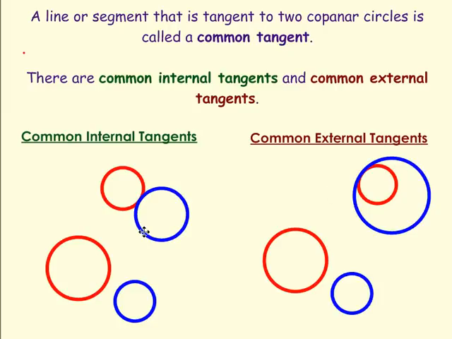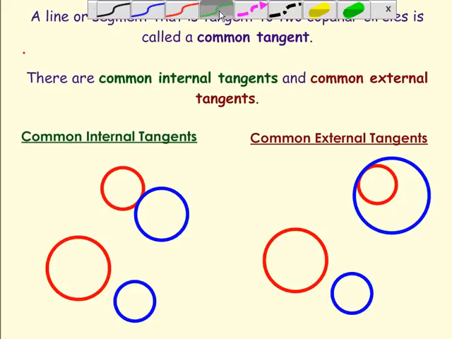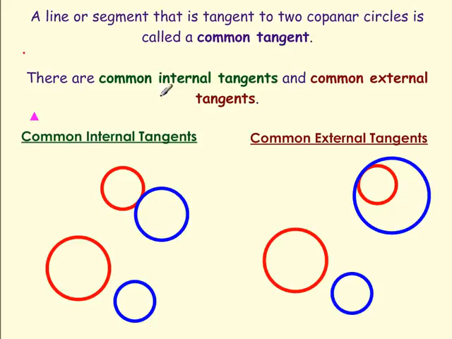Now, looking at some of these circles and the way that they intersect, you can have common tangents, which pretty much just means that you have a line or segment that's tangent to 2 coplanar circles. So it's going to be tangent to them at the same time. And let's take a look here. We have 2 types of common tangents. One of them could be a common internal tangent, which means that it's going to pass in between the 2 circles, and it's going to intersect them each at just 1 point. So that's one way that you can see a common internal tangent.